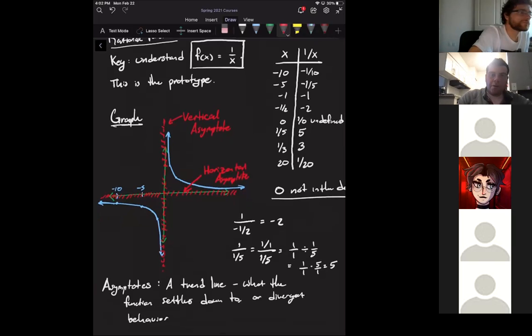The vertical asymptote represents what we'd call divergent behavior, where the function's going off to infinity or negative infinity, and the line is just blocking it, not letting the function cross. And this makes sense with the intuition that some people say that 1 divided by 0 is infinity. At this level, that's not correct to say.